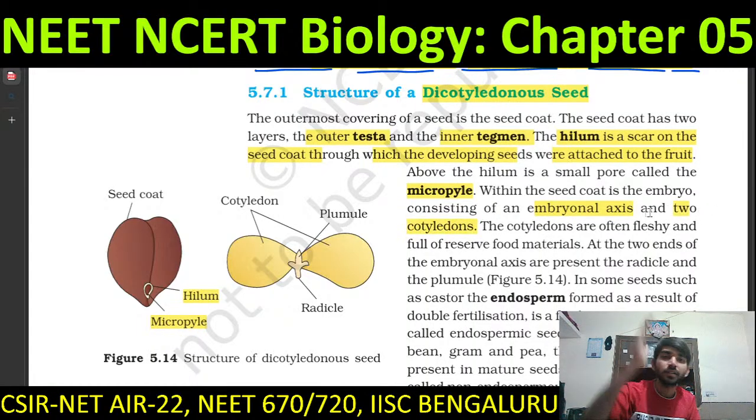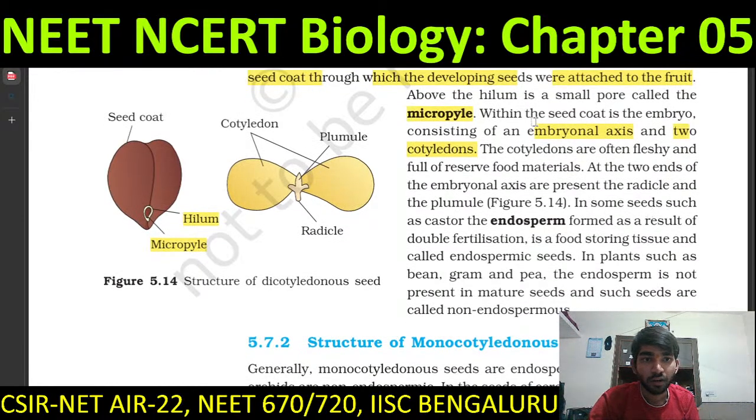So the embryonal axis will have the upper part or the shoot and the lower part, which is the root, or plumule or radicle, which will later on become the shoot and the root. Cotyledons are often fleshy and full of reserve food material to support the seed growth. At the two ends of the embryonal axis present the radicle and plumule.